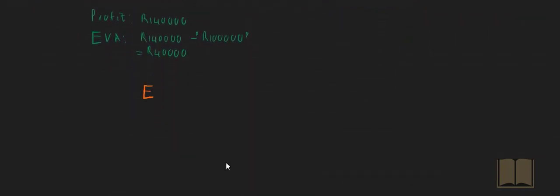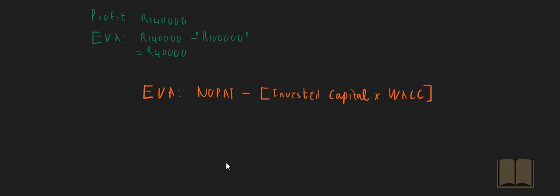The economic value added is the net profit after tax minus the invested capital, which was 1 million rand in this case, multiplied by the cost of that capital, or the return required by the providers of that capital.